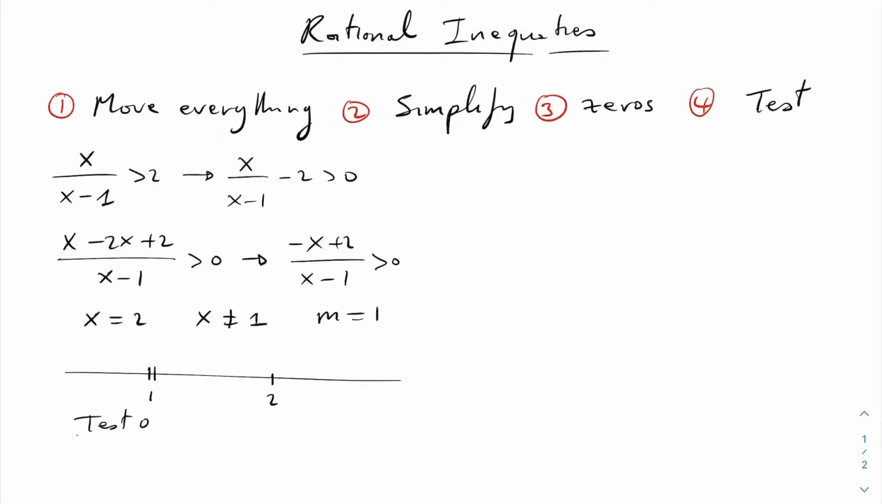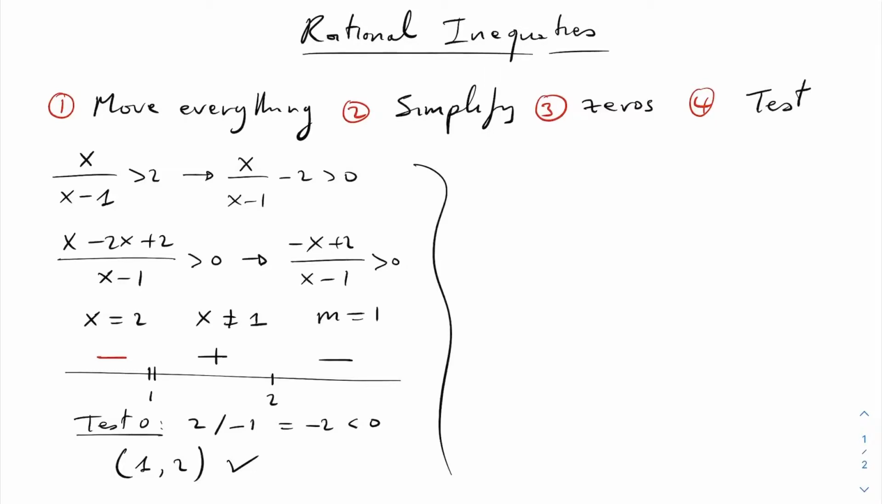So if I plug in 0 into my inequality, I'm going to get negative 0 plus 2. That's going to give me 2 divided by negative 1, which happens to be negative. So I'm going to go ahead and put a negative sign here between negative infinity and 1. And of course, going through 1 here, the sign is going to change to positive. And then going through 2, it will revert back to negative. Since I'm looking for the positive portion of this number line, my solution is simply going to be from 1 to 2. Both of those endpoints open.